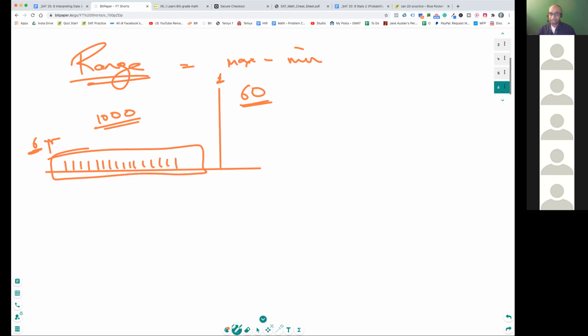Yes, so the maximum is 60. The minimum is 6. So you take the difference, that's 54, right? That's your range. Perfect. Now, let's also calculate, folks, if possible, what's the mean of this?